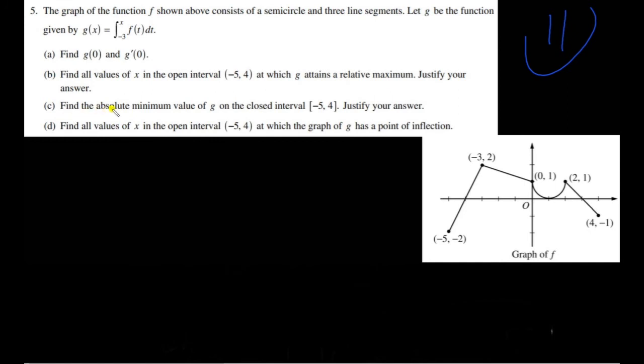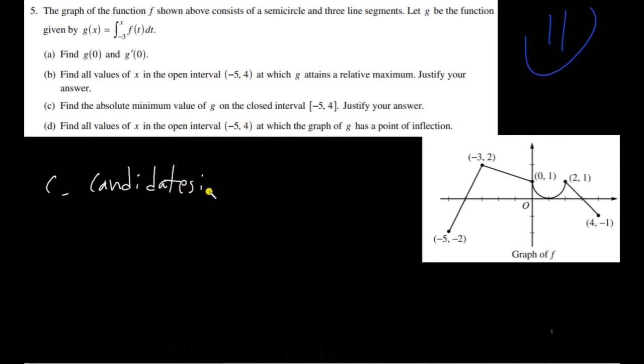Part C, find the absolute minimum value of G on the closed interval -5 to 4. Justify your answer. Okay, so when we're dealing with absolute minimum problems, the step that I like to do first is to make a list of all the candidate points. Okay, let's see what we got.